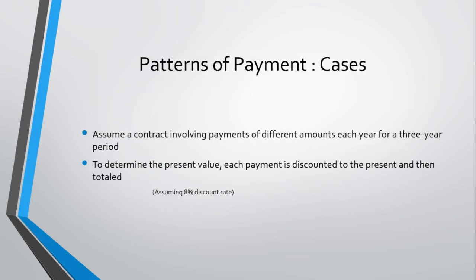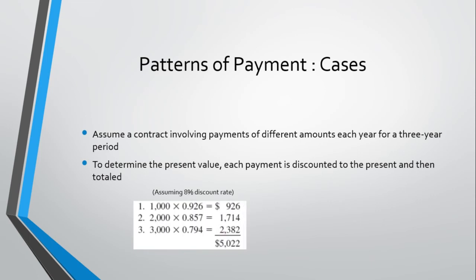Patterns of payment. Cases. Assume a contract involving payments of different amounts each year for a 3-year period. To determine the present value, each payment is discounted to the present and then totaled, assuming an 8% discount rate. You can see the example below.